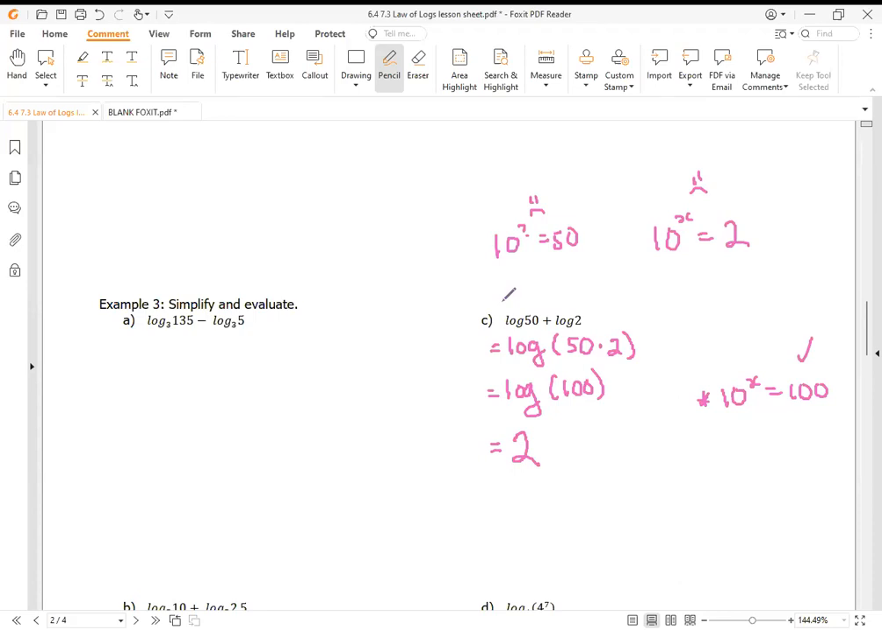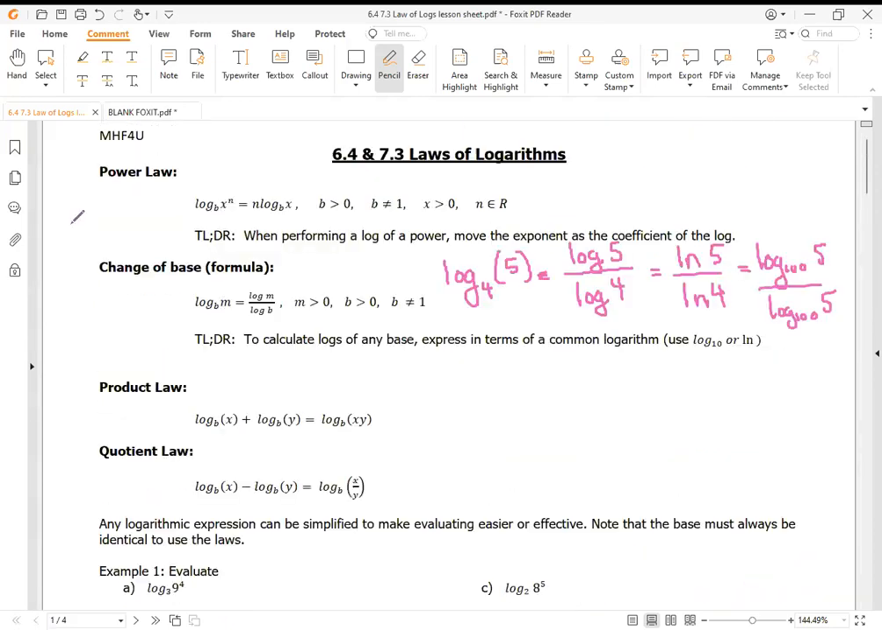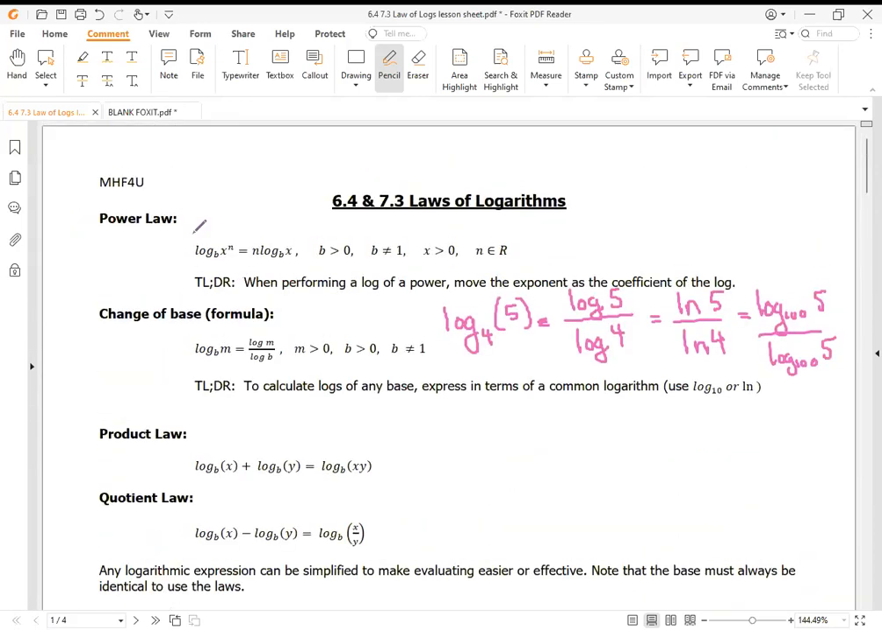Can you use this on your quiz? If I remember correctly, it won't be to this extent, and you won't have to use any of the laws, except maybe this one might come in handy, right?